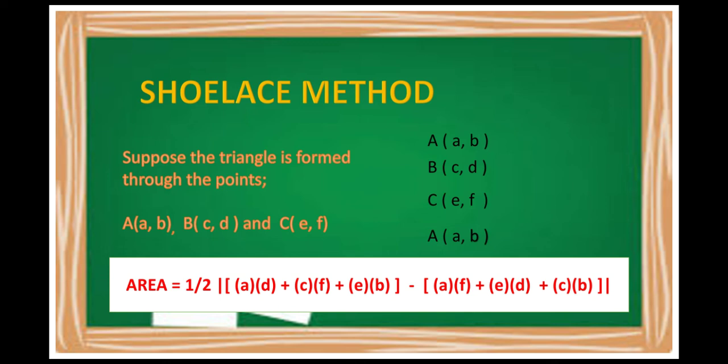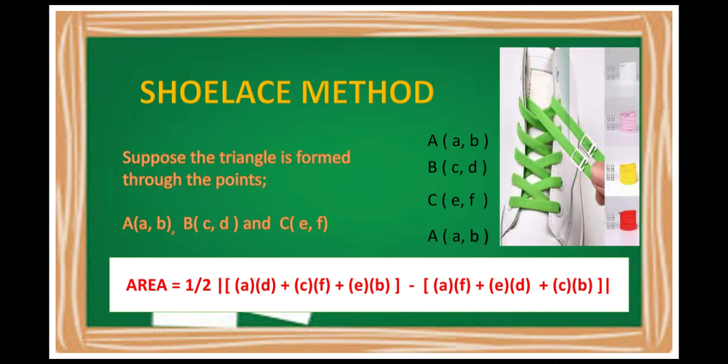Alright, so this is the formula in finding the area of a triangle, and it is called the Shoelace method. So why is it called the Shoelace method? Because in this formula, it is just like you are tying your shoelace diagonally downward and then upward. That is the story behind this method or formula.